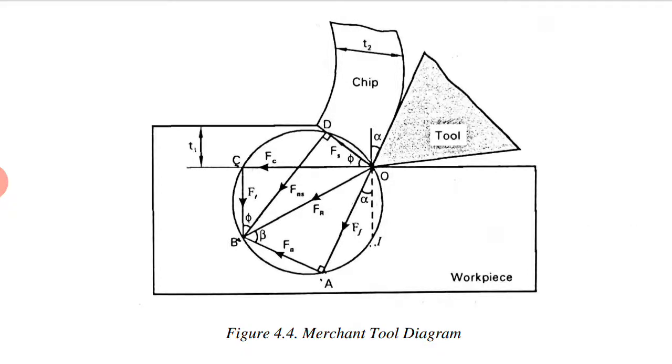This is a figure indicating the Merchant circle. t1 is the thickness of the chip before cut, t2 is the thickness of the chip after cut, alpha is the rake angle, beta is the friction angle, phi is the shear angle. Fs is the shear force, Fns is the force normal to the shear force, Fn is the normal force, Ff is the frictional force, Ft is the vertical thrust force, Fc is the horizontal cutting force, and Fr is the resultant force.